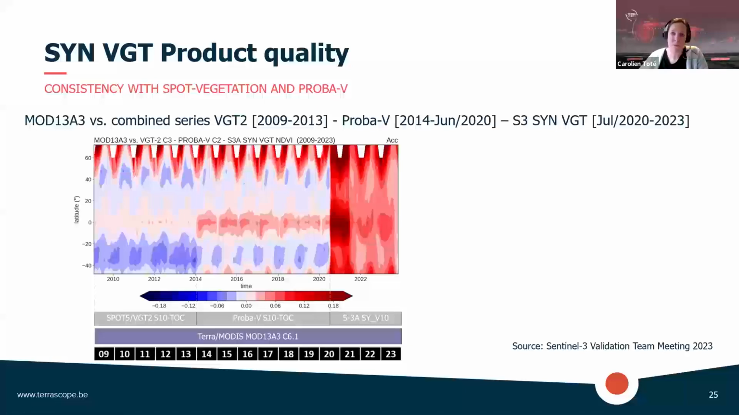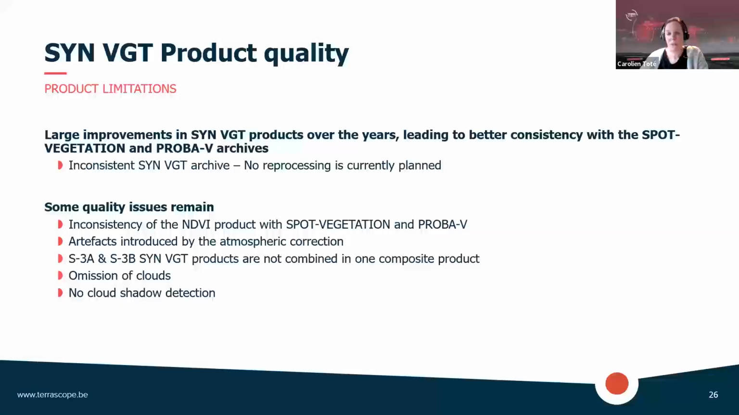So there is a large improvement towards the end of the time series, but we need some more time to evaluate the temporal consistency after this last processing update. And of course, it's clear that there is no consistency over the entire time series. So we've seen in the past years large improvements in this SYN VGT product quality, which leads to better consistency with the archives of SPOT-VGT and PROBA-V. But currently, we don't have a consistent SYN VGT archive. And I'm not so happy to say that currently no reprocessing is planned, which is a pity, of course.